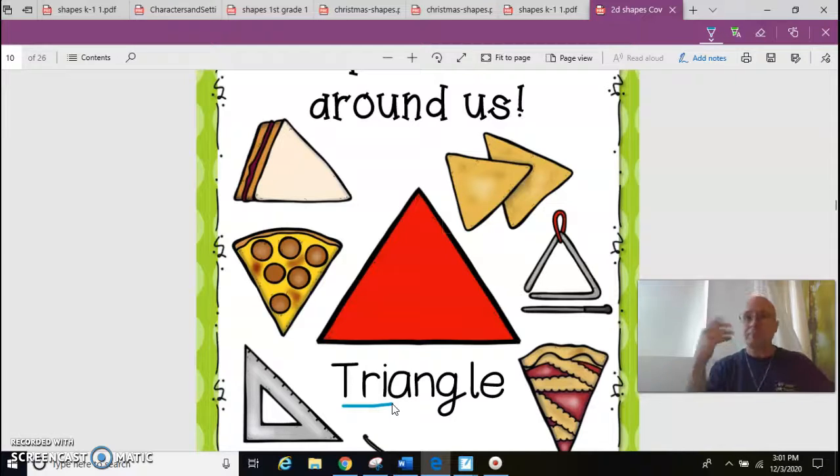Tomorrow we're going to talk about pentagons and hexagons, 5 and 6, all right? So today we did 3, tri, 4, quad.